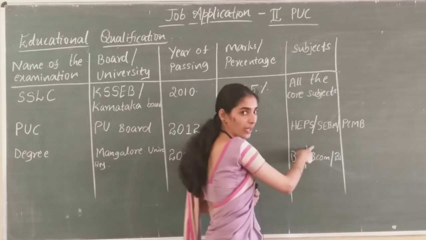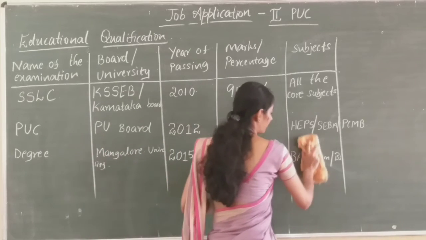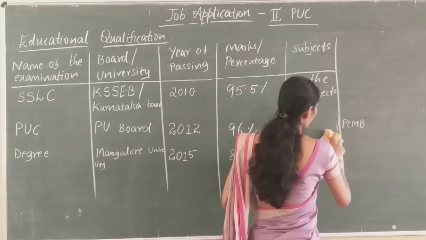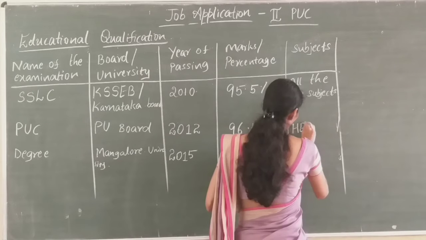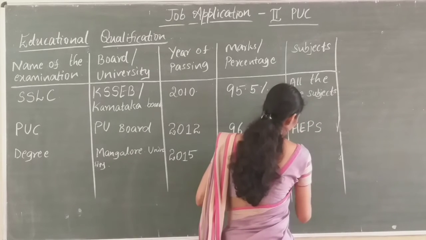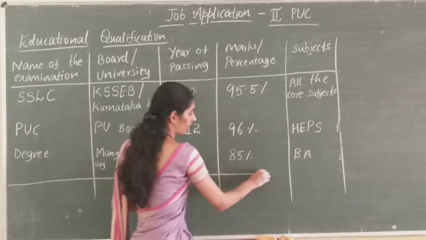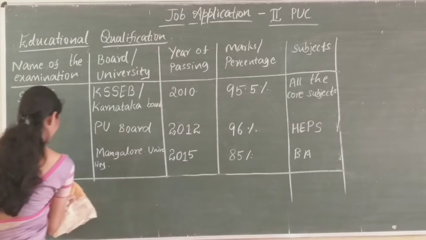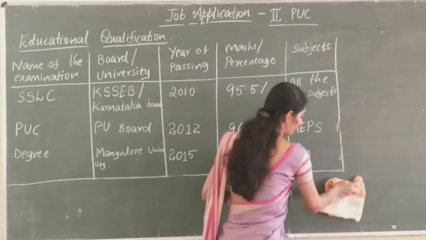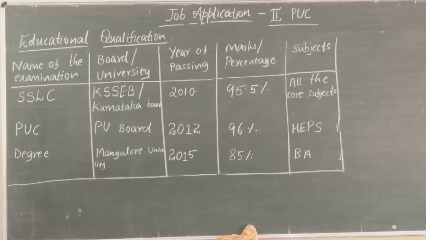See, don't write in this way. I am just giving an example. In the examination, just write any one combination. Don't get confused. That is just for your example. Just for example, I'll write BA. Don't get confused. Okay. So now this is enough for your educational qualification. This is how you need to write your educational qualification.